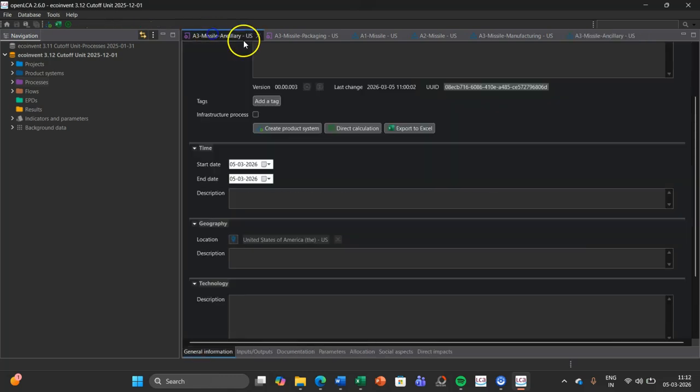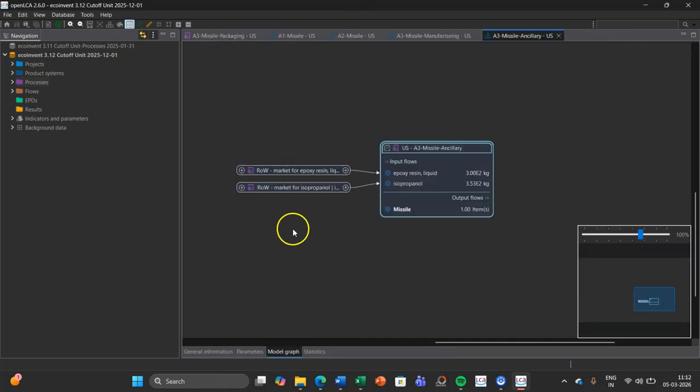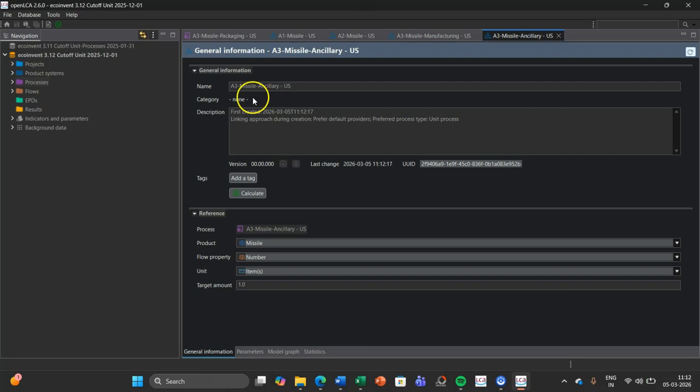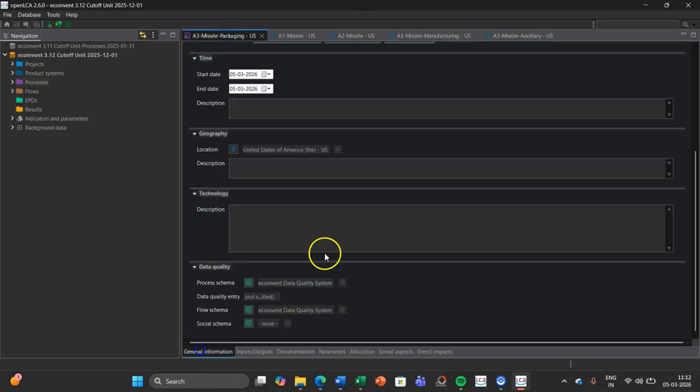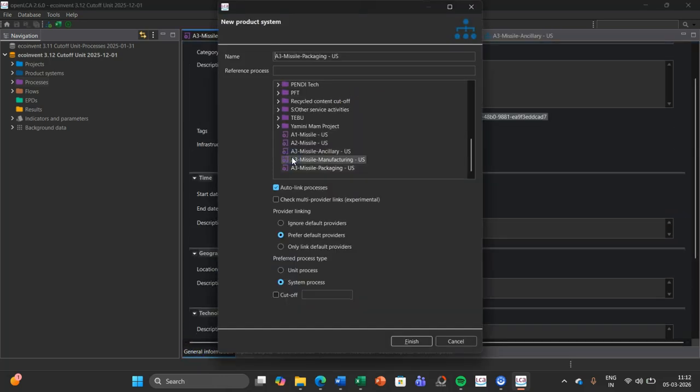So ancillary is done. Then packaging. We have packaging. Okay, not that. Here it is.